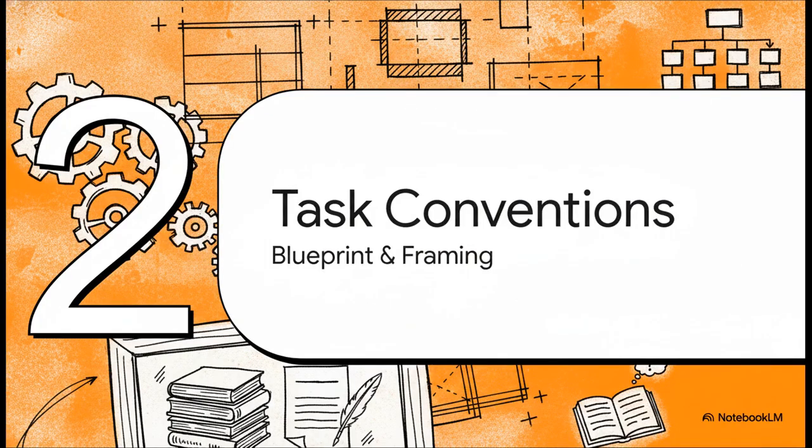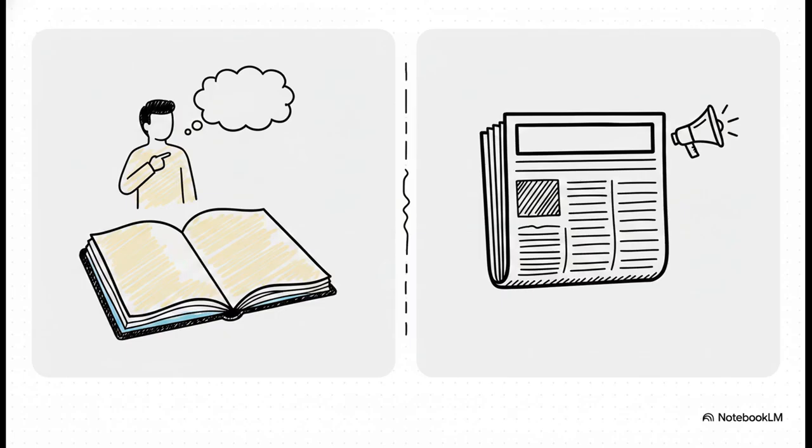Moving right along to Section 2, Mastering Task Conventions, the Blueprint and Framing. Okay, so knowing what to write is one thing, but knowing the actual rules of the game, that's entirely different. Take a diary, for example. It absolutely demands a first-person perspective. You're reflecting on the here and now with this deep, personal intimacy. But a magazine article, totally different ballpark. It requires a catchy title, a context paragraph to pull people in, and a really enthusiastic tone to hook a much broader audience. You've got to adapt your blueprint to fit the specific form they're asking for.